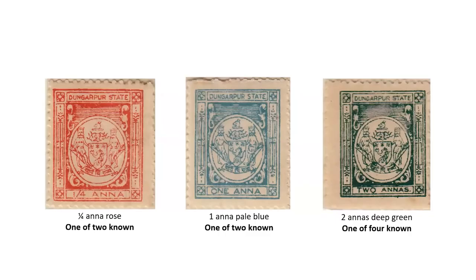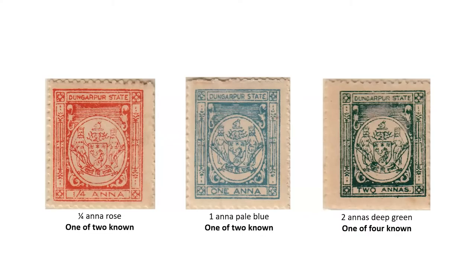Now we come to the state of Dungarpur. These three stamps, the mint stamps of the first issue, are mighty, mighty rare. I have to make this correction. The one on the left, it is one of two known. I thought I was reading only known. It is one of two known.